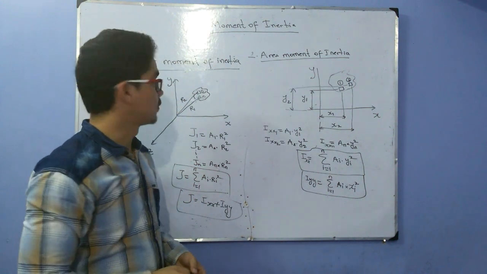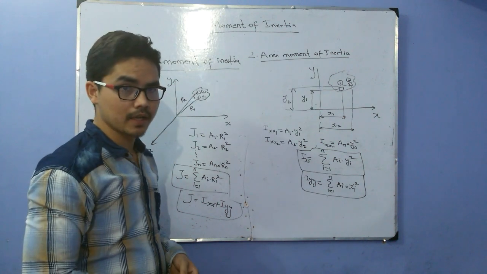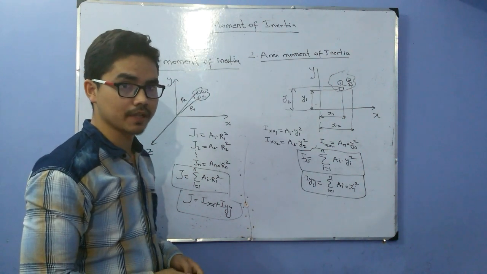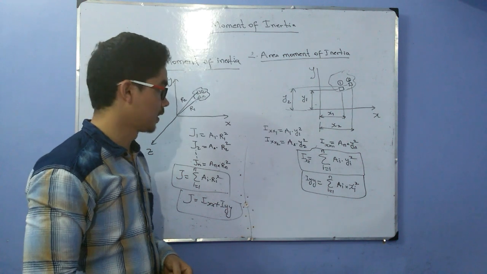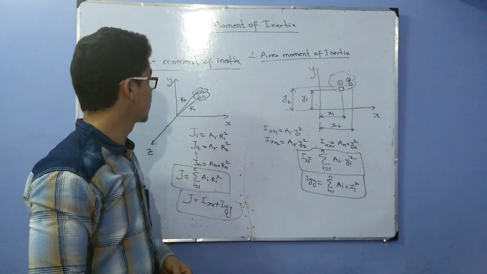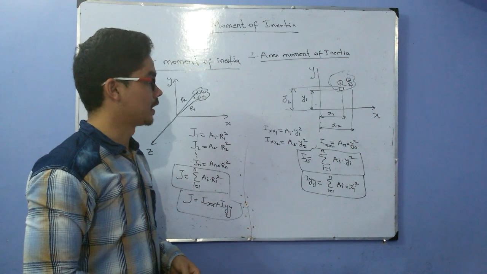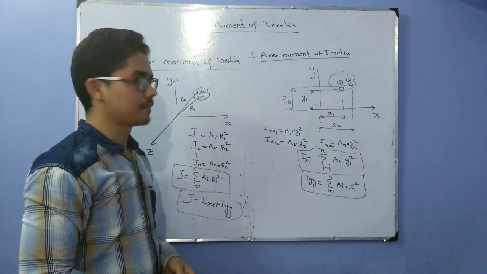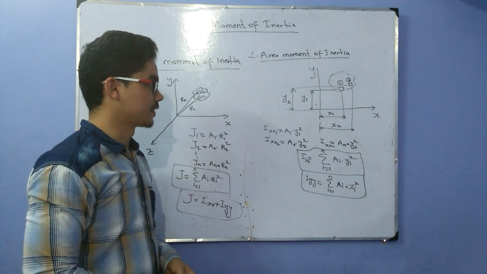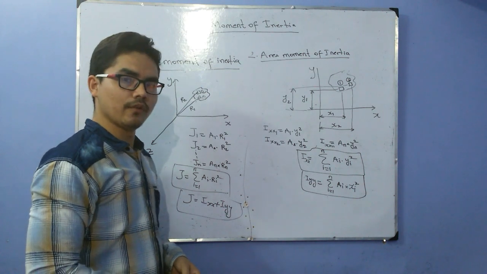These are the types of moment of inertia. Here we have the three types of moment of inertia: mass moment of inertia, area moment of inertia or second moment of area, and polar moment of inertia. And these are very important to be remembered, especially the area moment of inertia, which is vastly used in civil engineering designs and calculations.